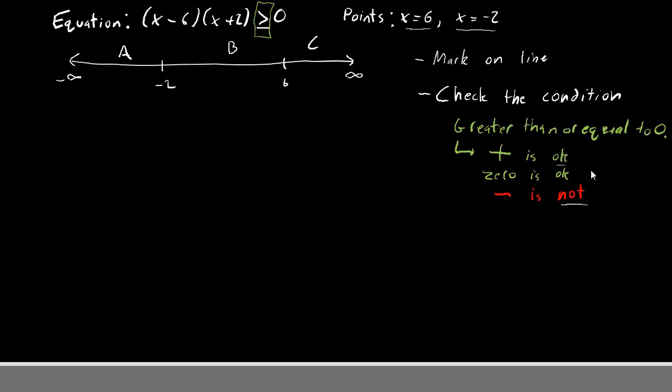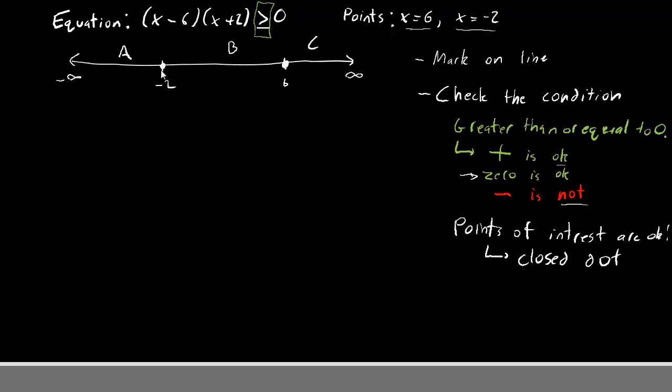Okay. Now the one thing we do know is that when it's 0, it is part of the answer. So that means both of our points of interest are part of the answer. So that means, instead of using an open dot like last time, we're going to put in a closed dot on both points of interest. Go ahead and fill this in.